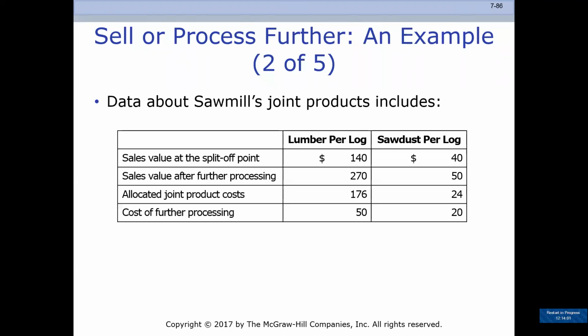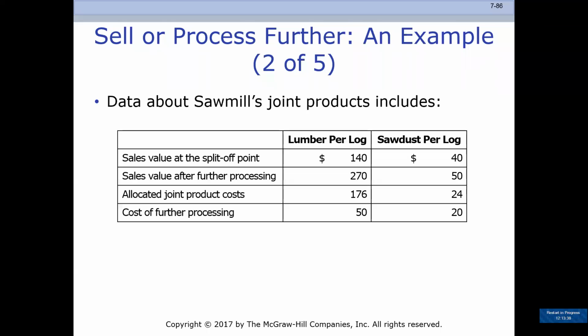How about this? In order to go from 40 to 50, how much would you be willing to spend? $10 would be the max, right? What if it cost you 20? No, you wouldn't do that. So you would not process the sawdust further because you'd have to invest $20 in order to increase the value by 10, going from 40 to 50.